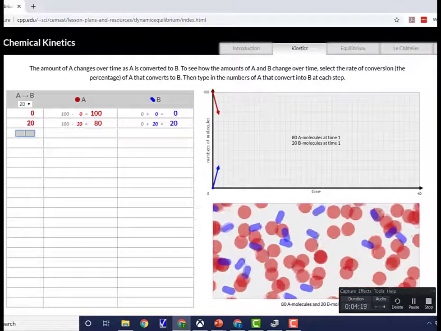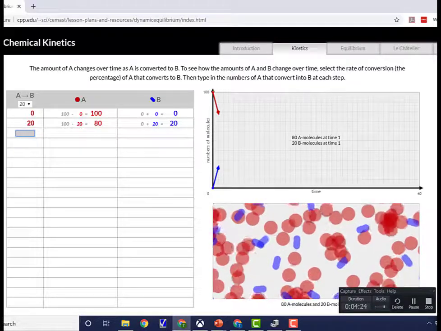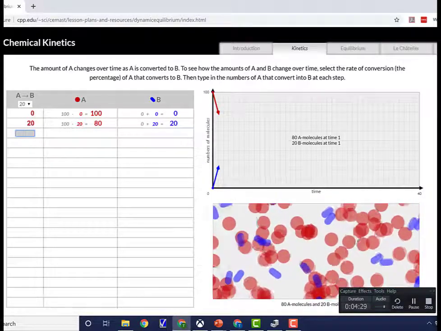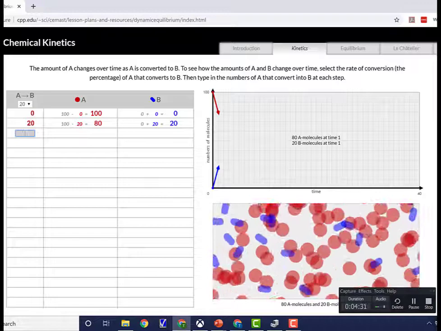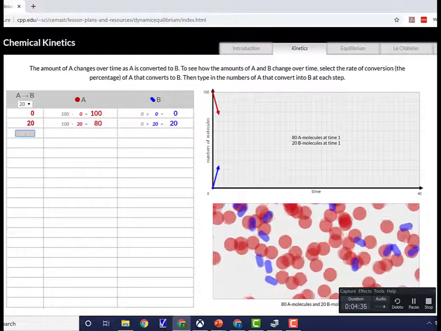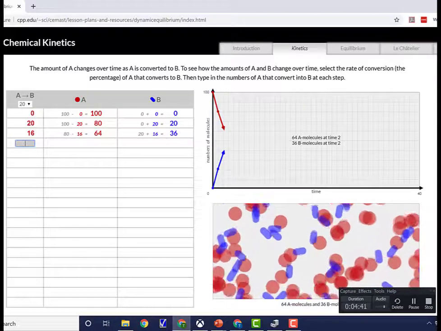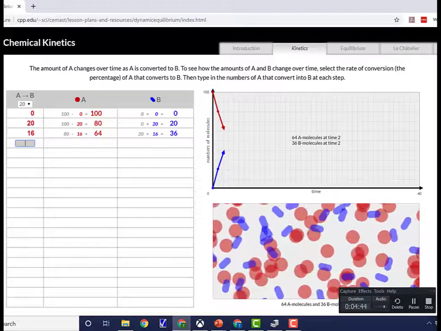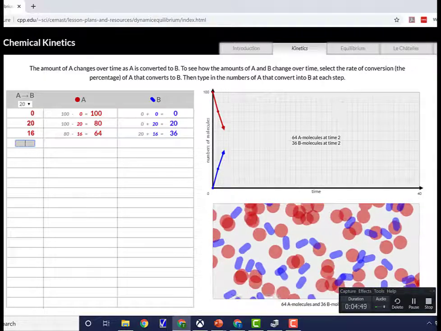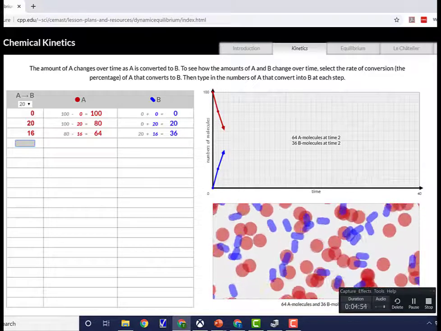So I started off with no B and some A, and in my first amount of time, the concentration of A went down, the concentration of B went up. Now when I go to take my 20%, I have to take 20% of the 80 A's I have left. So 20% of 80 is 16. Okay. So my concentration of A is going down, but notice it didn't go down as much. The first time it went down 20, the next time it went down 16.